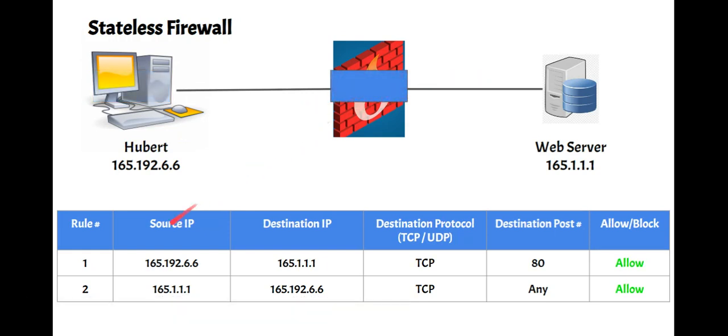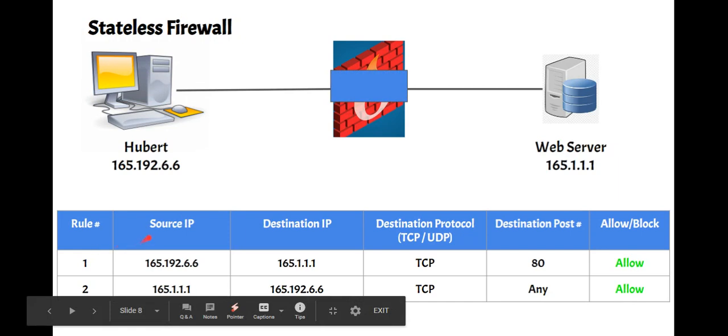So the firewall would have to check rule number 1 to see if the source IP address was from Hubert, the destination IP address was the web server over TCP port 80. And if all of the information matches, then the firewall would allow it to pass through.